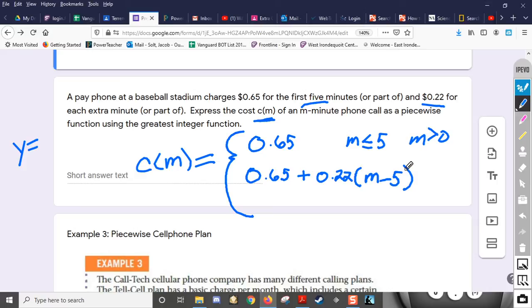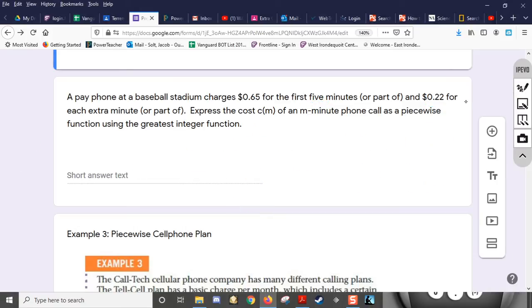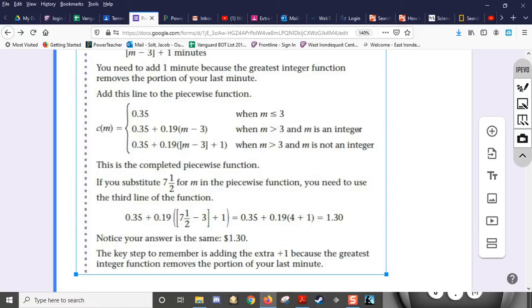Over here is where the cost of those first 5 minutes is getting added to the function. I'm subtracting by 5 minutes over here to account for this 22-cents thing, when m is greater than 5, right? When m is greater than 5. And I am going to make this go away to make sure I am doing this based on what we did before. I'm just going to remind myself, okay, there's my 35 cents when m is less than 3. I got this when m is an integer. Oh, when m is not an integer. So I need the expression for when m is not an integer.